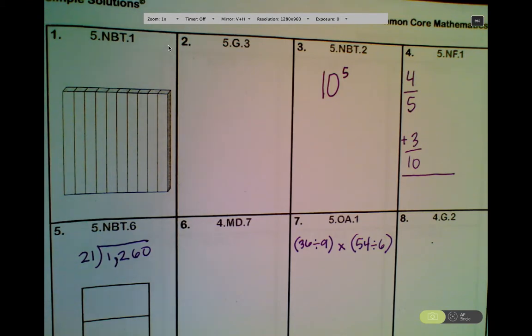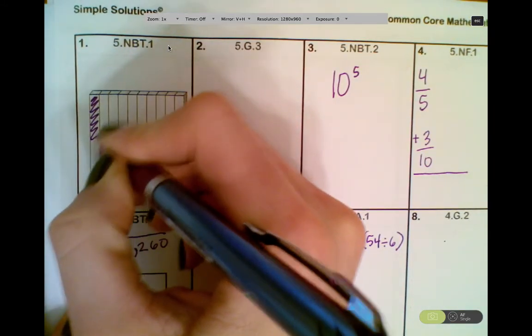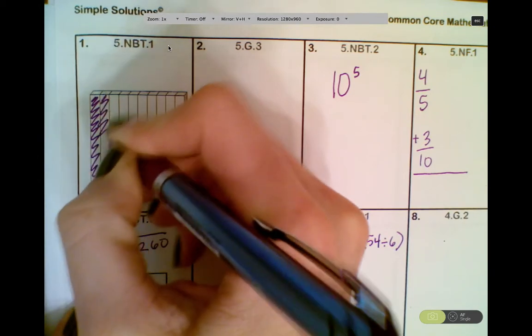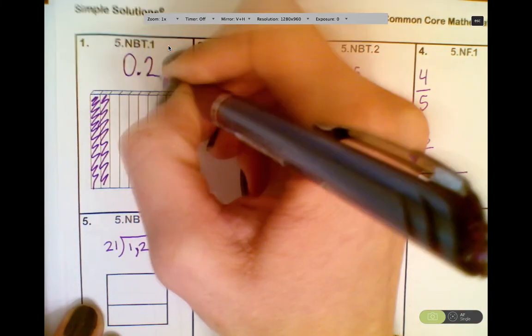Number 1, shade in 2/10 of the fraction model. Write this fraction as a decimal. Each of these is tenths. We'll shade in 2 of them. And as a decimal, it would look like that.